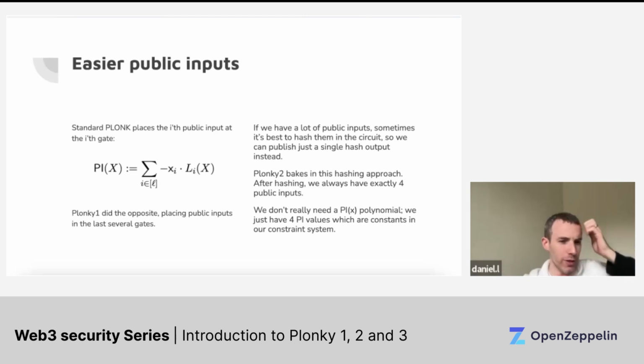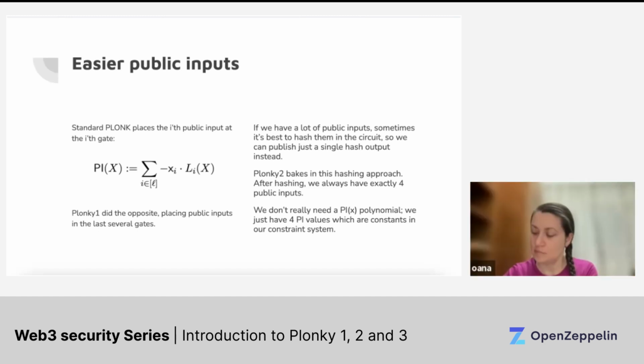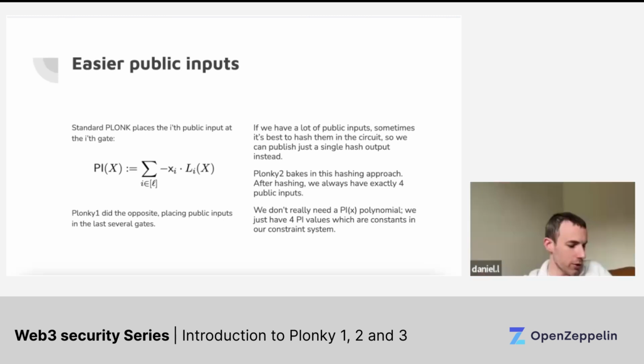So yeah, effectively we end up with only 4 public inputs after hashing. And I think we basically had 2 motivations for doing it this way. One was that it was a bit easier for engineering, because in standard Plonk we have to reserve the first several gates for public inputs, and in our setting we didn't really know how many to reserve until we finished building the circuit.